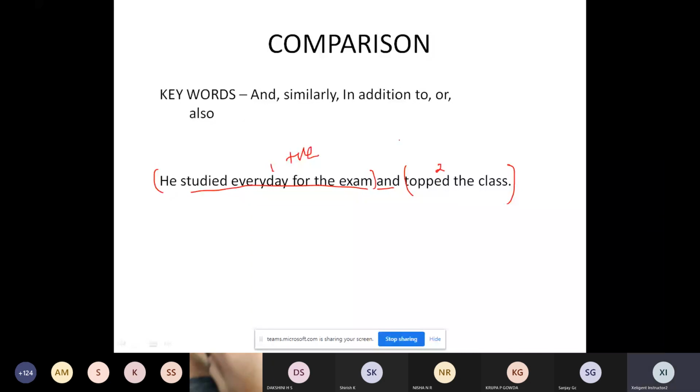Comparison type of sentence completion will have keywords, and those keywords will adjoin two phrases that are both positive, or vice versa, both negative. So this is the comparison type, and you can see the keywords in the question: and, similarly, in addition to, or also. This is connecting a positive phrase with a positive phrase, or even a negative phrase with a negative phrase.